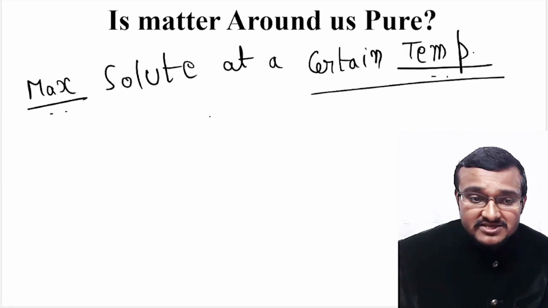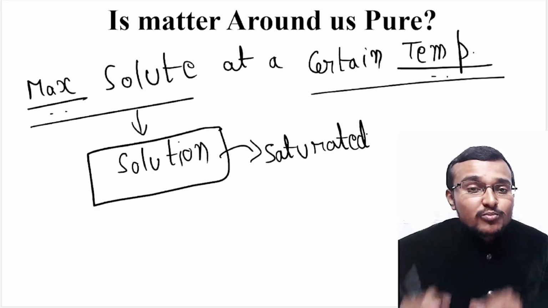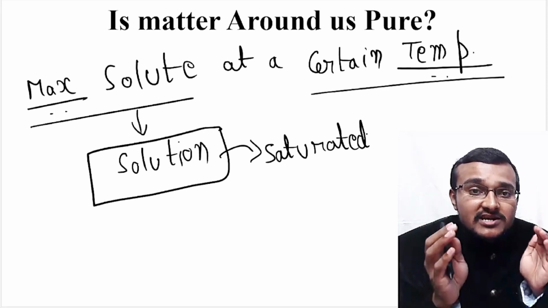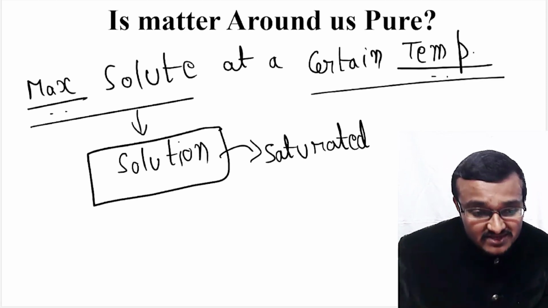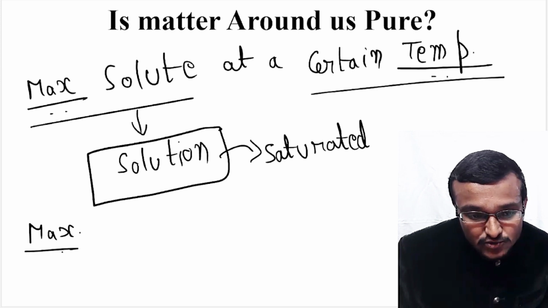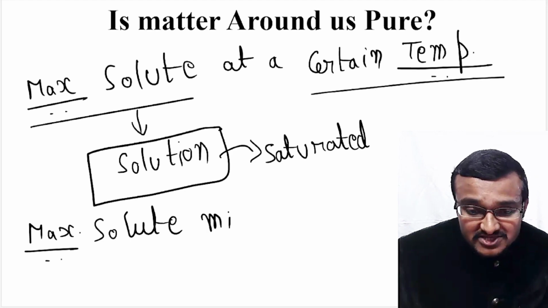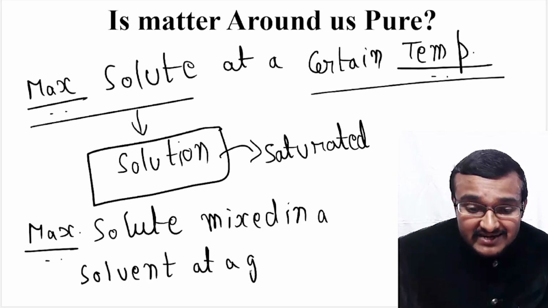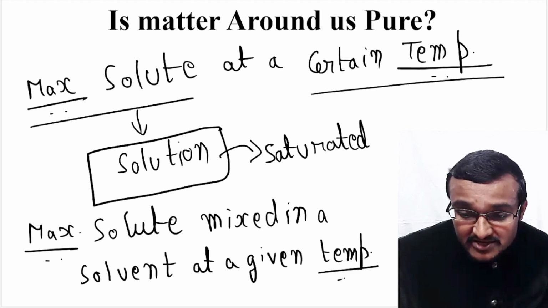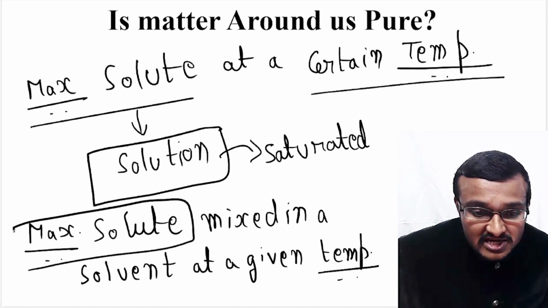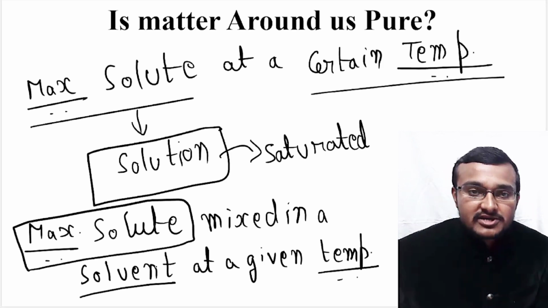So at a certain temperature, when the maximum amount of solute is in a particular solution, how much solute can this solvent take at that temperature? That means the maximum amount of solute which can be mixed in a particular solvent. Maximum solute mixed in a solvent at a given temperature. So let's say a constant temperature is given. At this temperature, how much maximum solute can a particular solvent take? That is known as the solubility of that solvent.